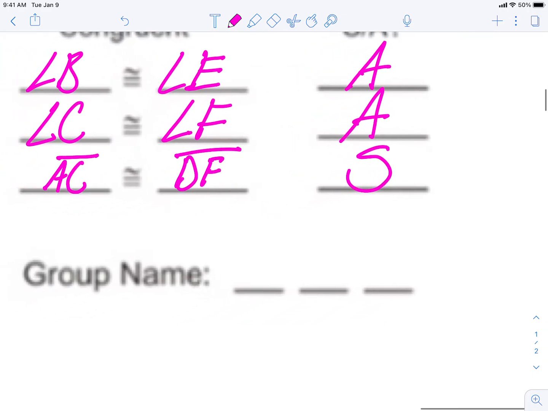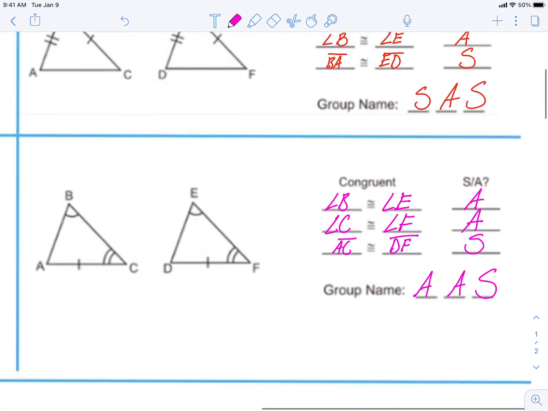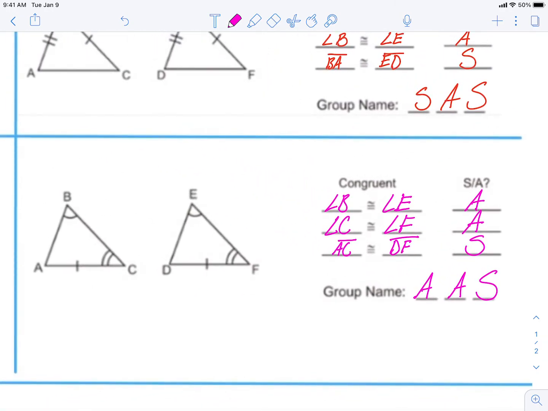And as you can see, the group name is called angle, angle, side. And that's the fourth way of proving triangles.